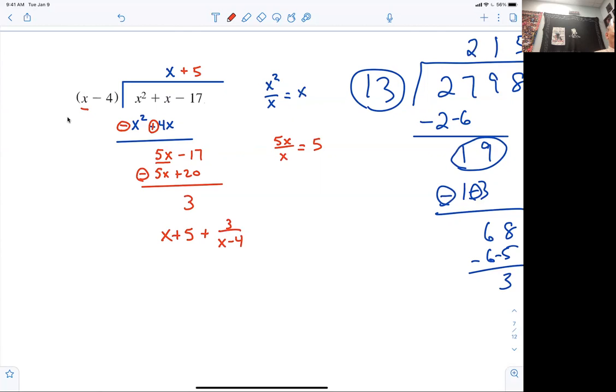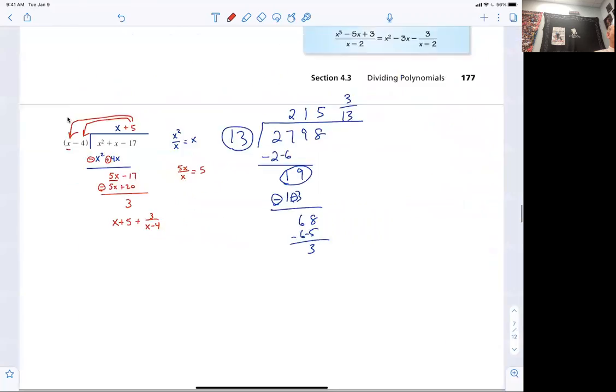Where did you get the 5x plus 20? Oh, you got it from 5 times x. Where did you get the 20? Oh, 5x plus 20, you just said. You multiply 5 times x, 5 times 4. You with me on that? Any questions with that?